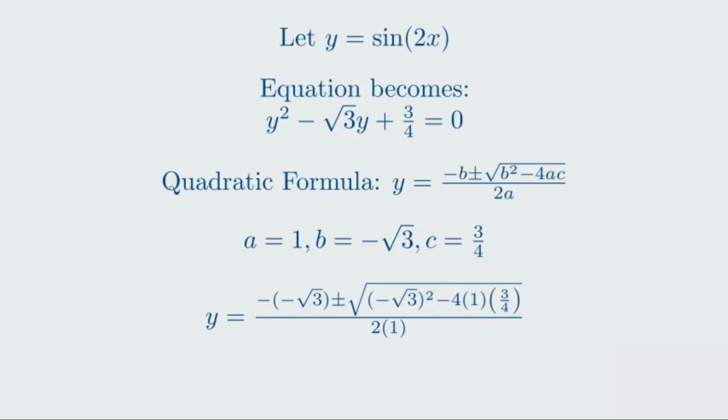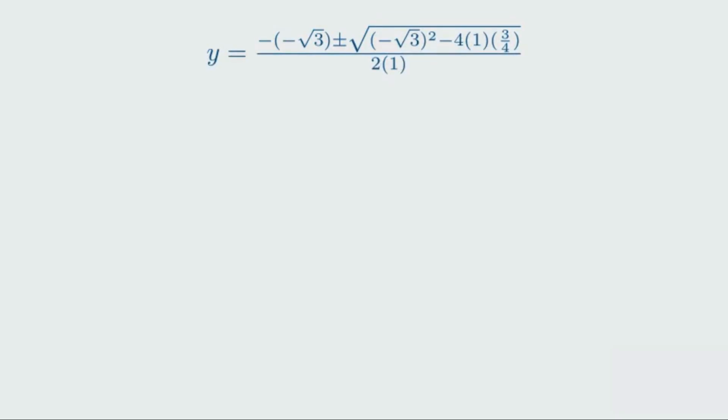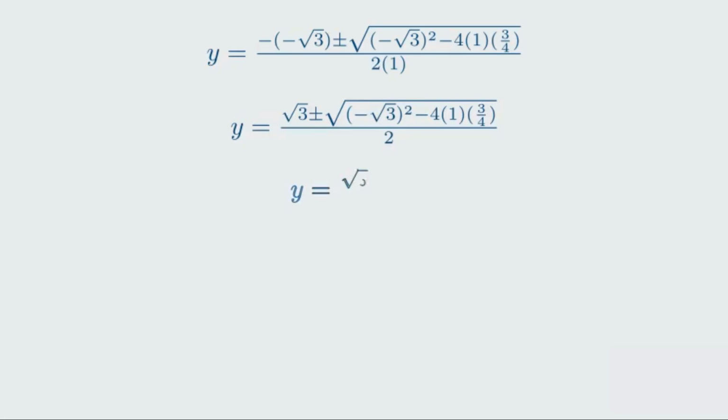Now let's simplify the quadratic formula we just set up to find the values for y. We have y equals the expression you see on the board. Let's simplify this step by step. In the numerator, negative square root of 3 is just square root of 3, so the numerator starts with square root of 3. In the part under the square root, called the discriminant, negative square root of 3 squared is positive 3, and negative 4 times 1 times 3/4 is minus 3.